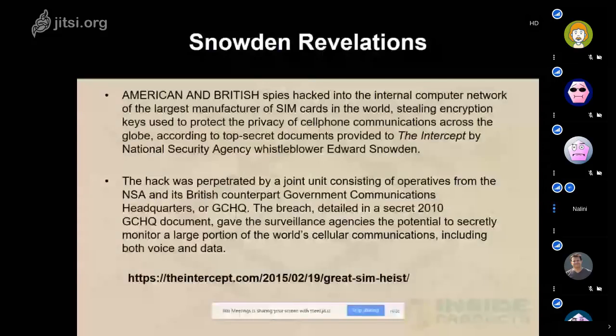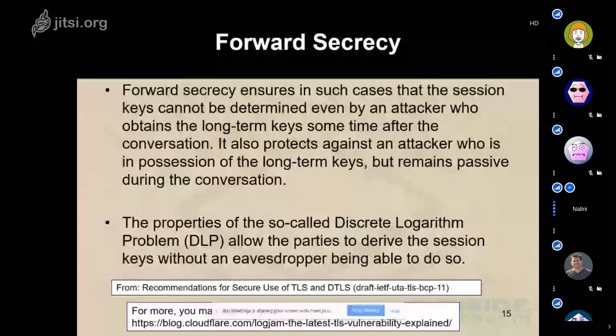So then we come about to something called forward secrecy. This used to be called perfect forward secrecy, but there's no such thing as perfect. So at the IETF, if you say perfect forward secrecy, people will correct you and say, no, it's just forward secrecy. So forward secrecy now depends on using the Diffie-Hellman algorithms. And so I'll go into what that is.